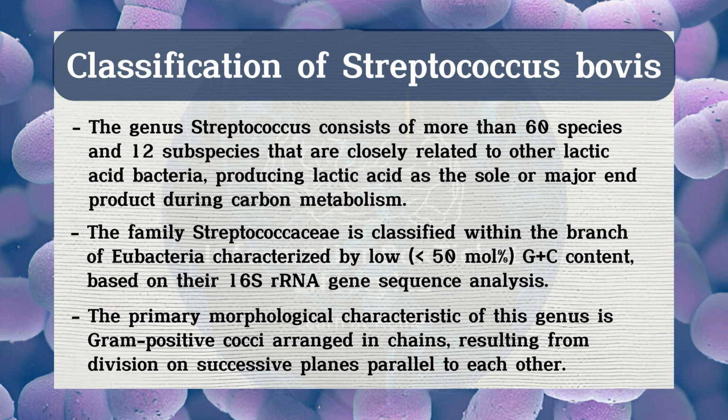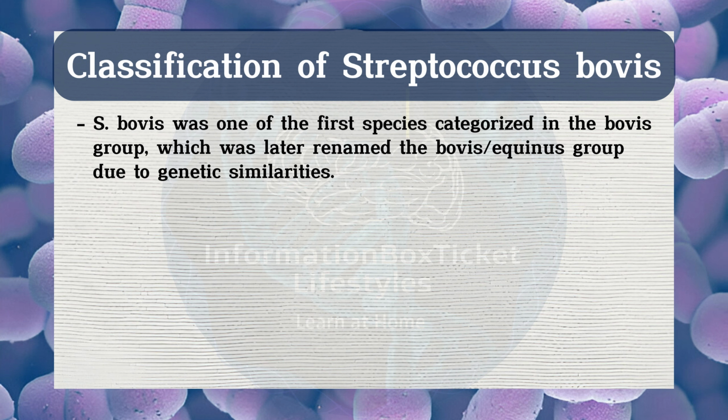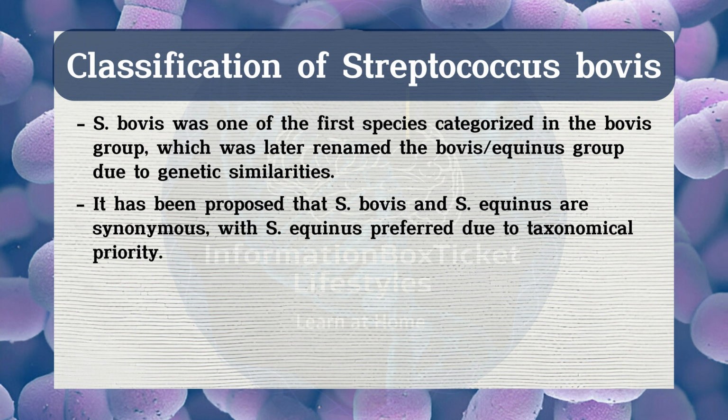The primary morphological characteristic of this genus is gram-positive cocci arranged in chains, resulting from division on successive planes parallel to each other. S. bovis was one of the first species categorized in the bovis group, which was later renamed the bovis equinus group due to genetic similarities. It has been proposed that S. bovis and S. equinus are synonymous, with S. equinus preferred due to taxonomical priority.